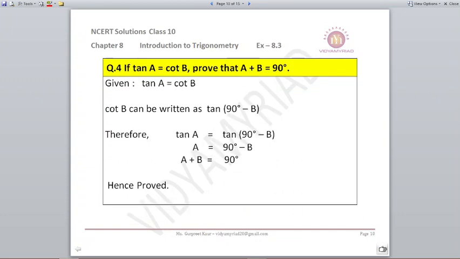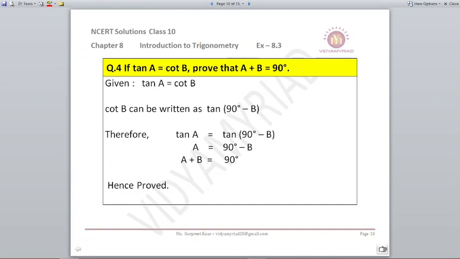If tan A is equal to cot B, prove that A plus B is equal to 90 degrees. So we are given tan A is equal to cot B. So either convert tan into cot or convert cot into tan. So if I am converting, cot B can be written as tan (90 minus B). So what is tan (90 minus B)? Result is cot B.